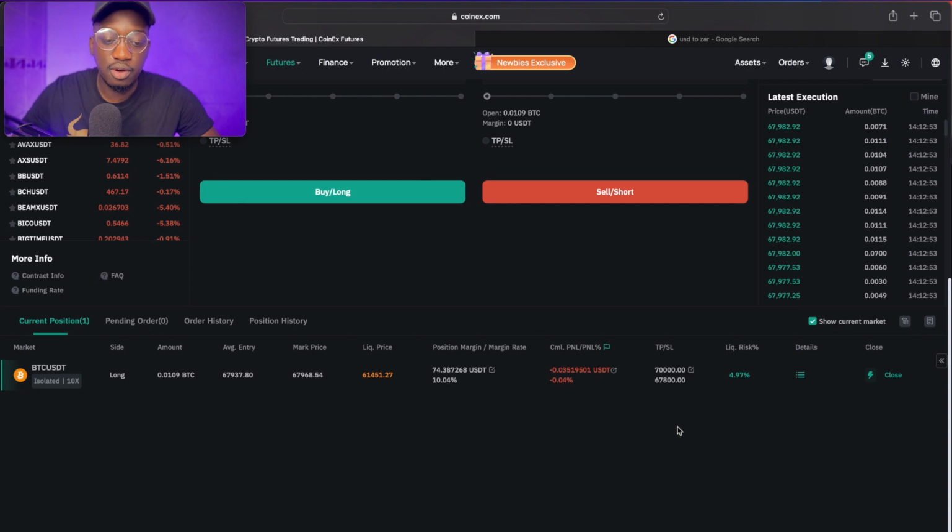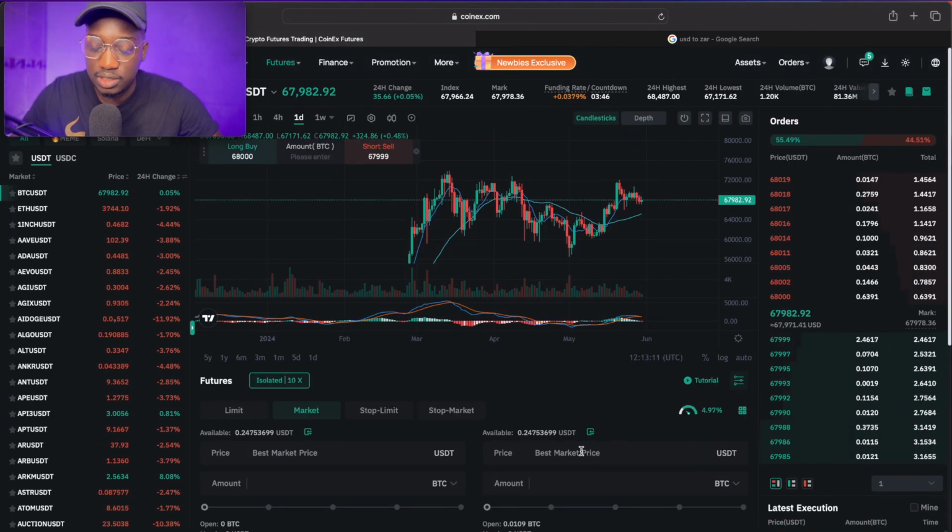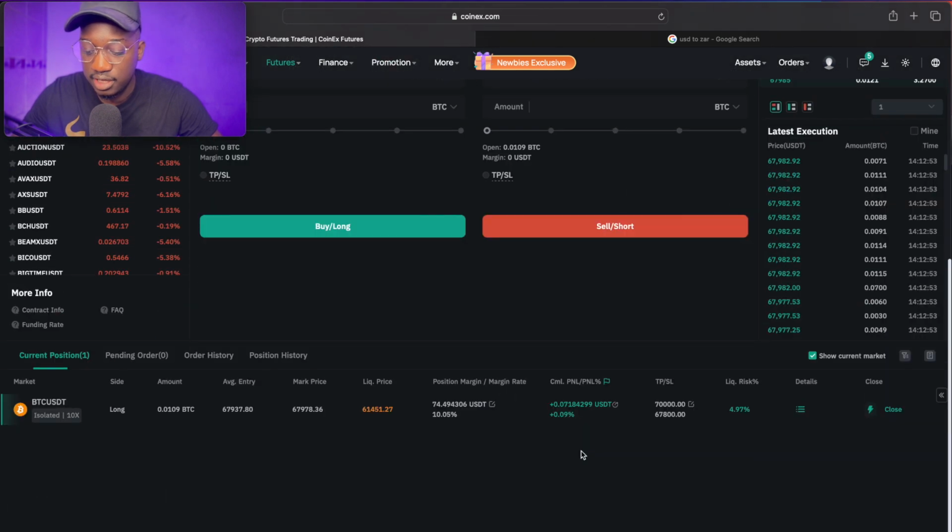Now I want to show you how exactly I know if the price of Bitcoin is gonna go up or is gonna go down in the future. In this case, I use TradingView. So now you can see that this position is now in green.